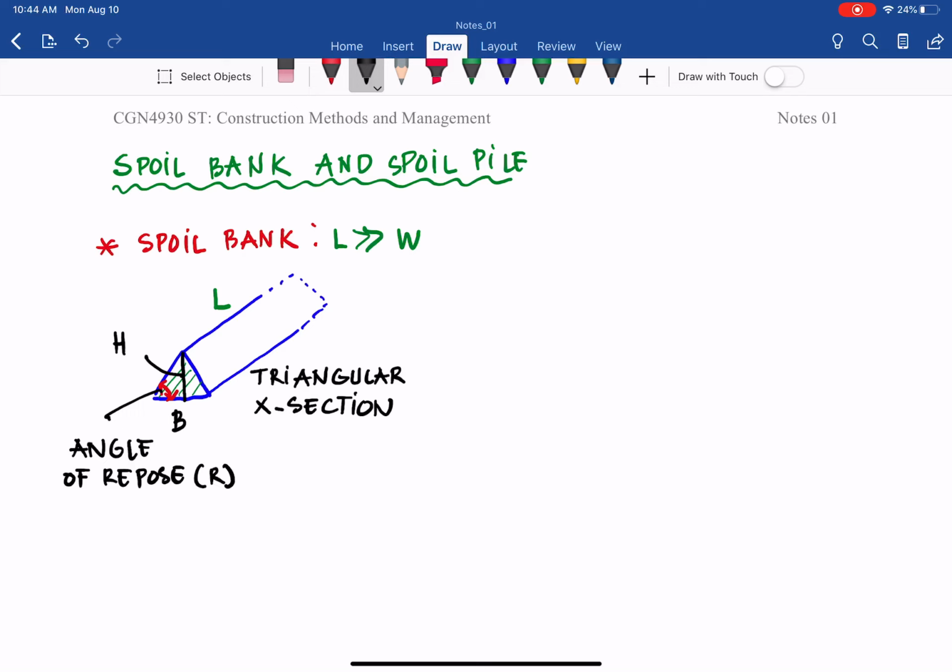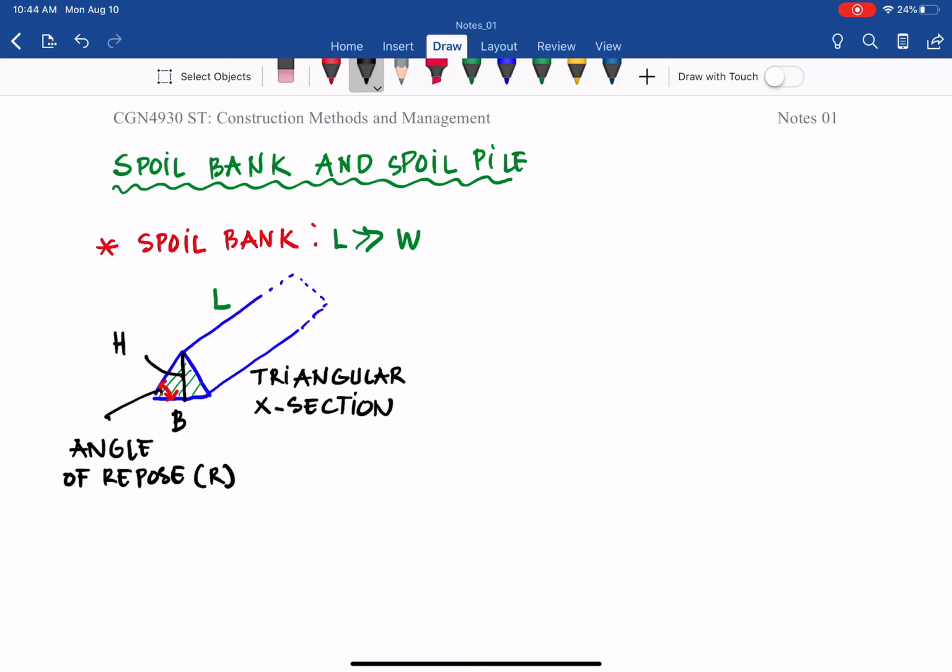So what is the angle of repose? Basically, it is the critical angle of repose of a material. In this case, for soil, it is the steepest angle of descent that the material can be piled without slumping. So we call it the angle of repose. I will show you different materials with different angles of repose in a minute, but let's get some equations here first.